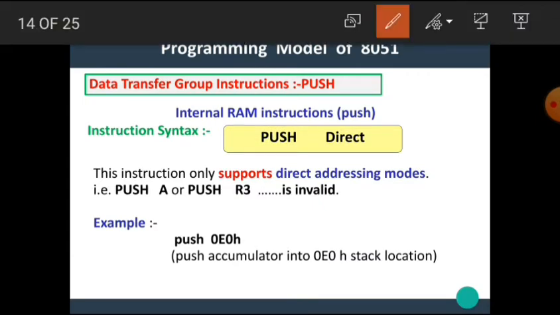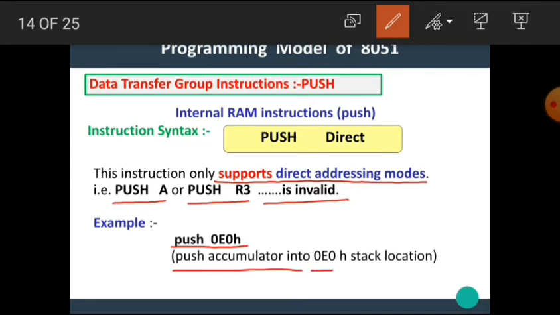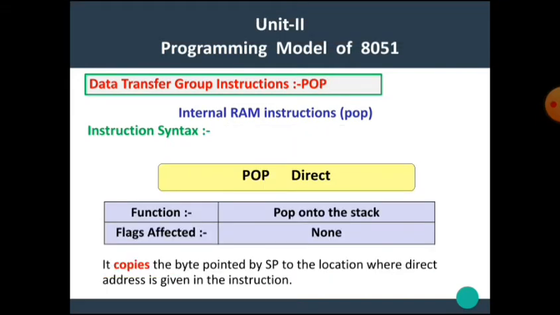This instruction only supports direct addressing modes, that is, push A or push R3 is invalid. For example, push 0E0H means push the accumulator into the 0E0H stack location. That means whatever the content in the accumulator is stored into the 0E0H memory location.